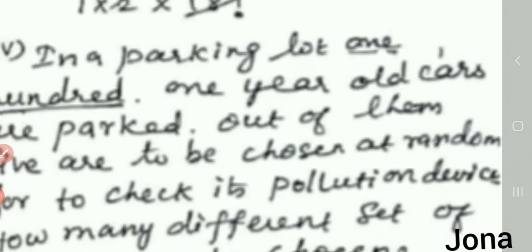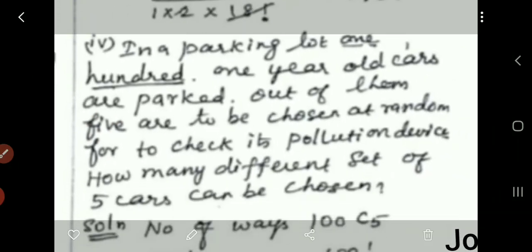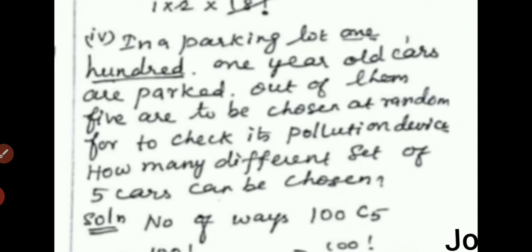Fifth sum. In a parking lot, 100 1-year-old cars are parked. Out of them, 5 are to be chosen at random to check their pollution devices. How many different sets of 5 cars can be chosen?